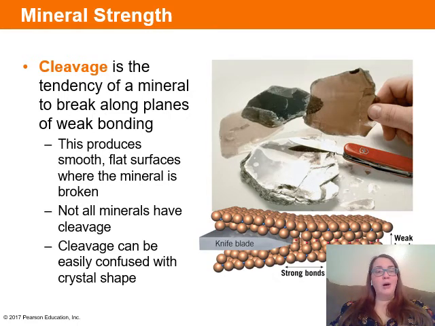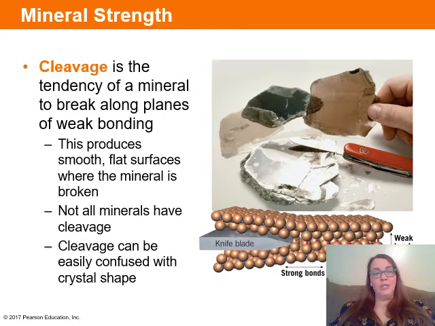But not all minerals have cleavage. We're going to see that minerals either have cleavage, where they're going to break across these weak planes, or they're going to have something called fracture, where they're just going to randomly break, as if I drop a glass on my floor. So minerals either have cleavage or they have fracture. They generally don't have both.